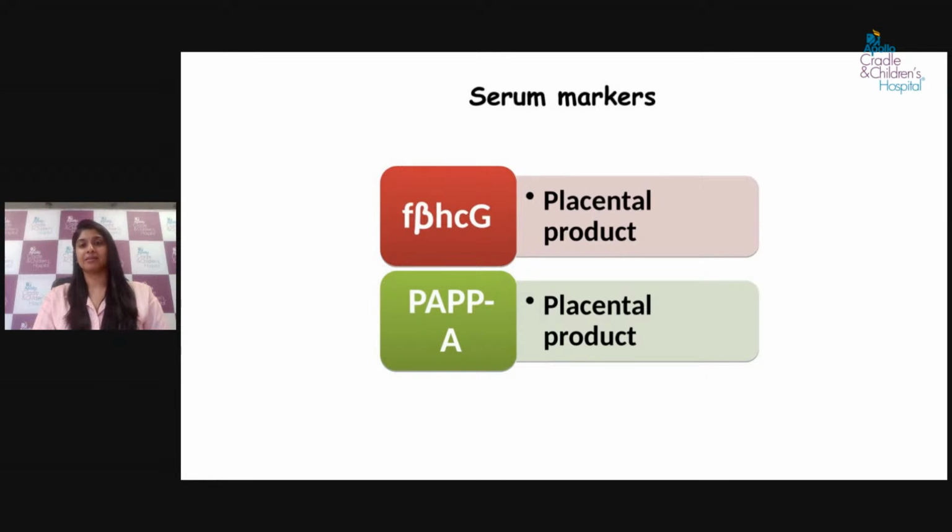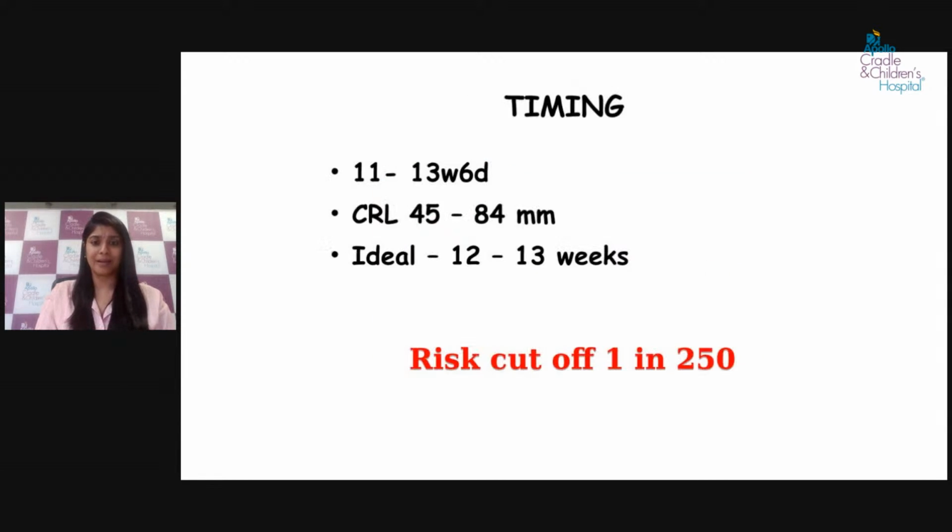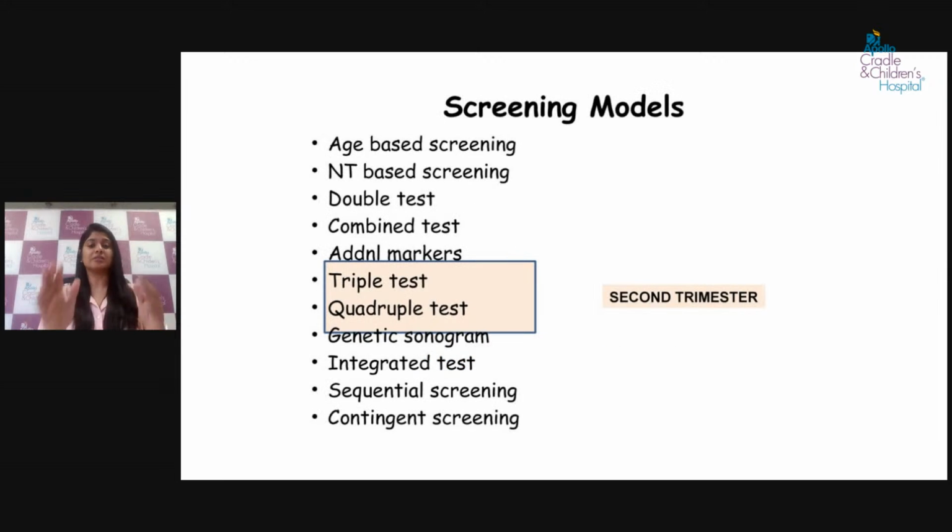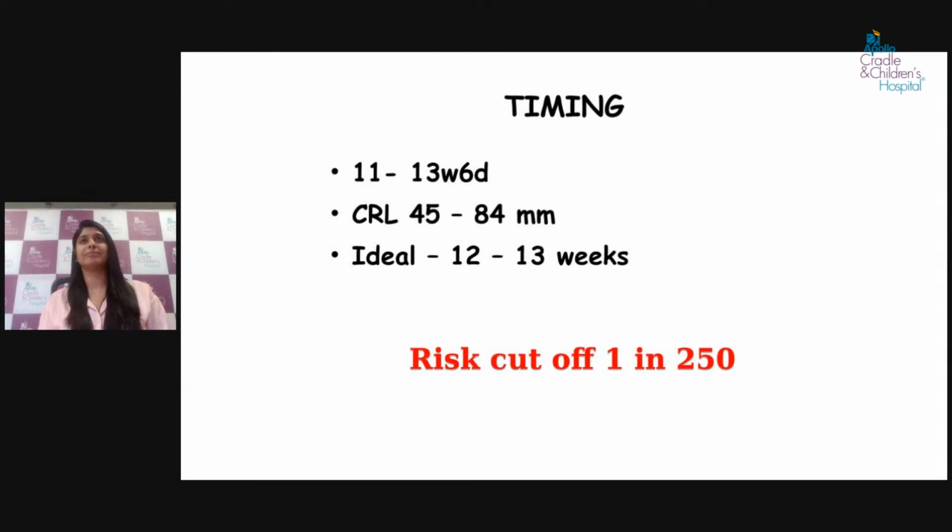What are the serum markers? Like I said, free beta HCG, which is a placental product, and PAPP-A, which is also a placental product. What is the time to do the biochemical markers or the first trimester screening? 11 to 13 plus 6 days, or like I said, a CRL between 45 to 84 millimeters.